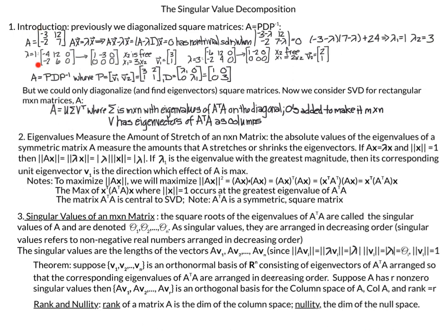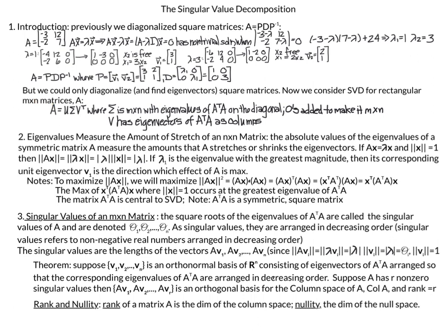We'll discuss this in more detail later, but for now, I'll just say that it was limited, because it's limited to square matrices. We can only diagonalize square matrices. We can only find eigenvectors and eigenvalues for square matrices. And so we want to do something for rectangular matrices that are m by n, not necessarily square. And that's where SVD comes in.